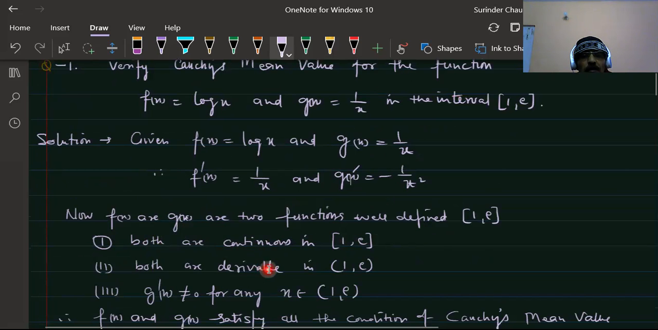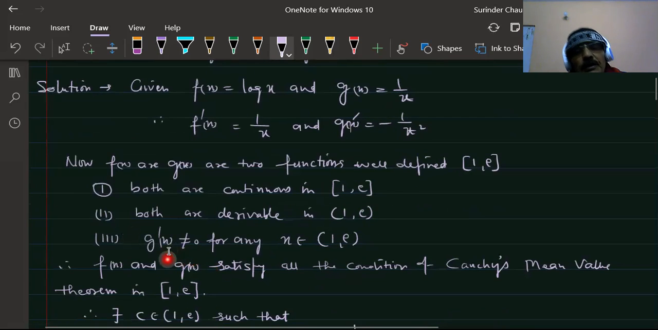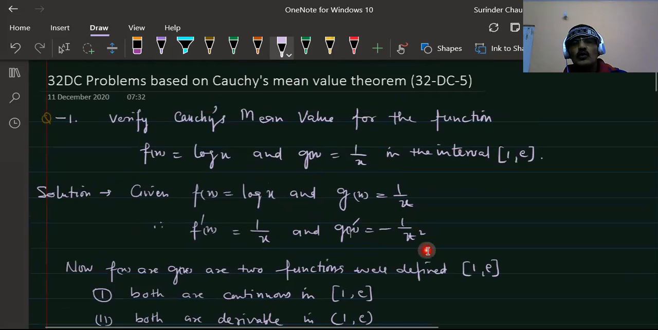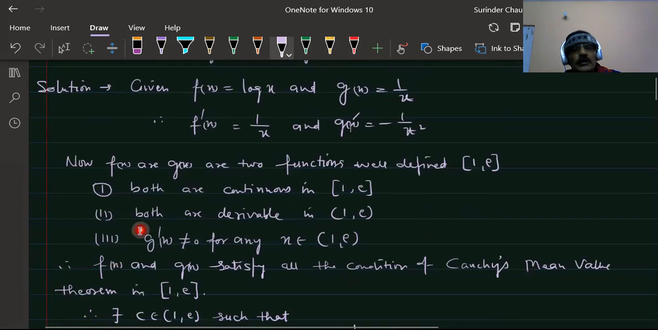Both functions are differentiable in the open interval (1, e), and g'(x) is not equal to 0 for any x. It is not 0; it is undefined at x equal to 0, so 0 is not included in this interval. So g'(x) is not equal to 0 at any point in the open interval (1, e). Therefore, f(x) and g(x) both satisfy all the conditions of Cauchy's mean value theorem, or second mean value theorem, in the closed interval 1 to e.